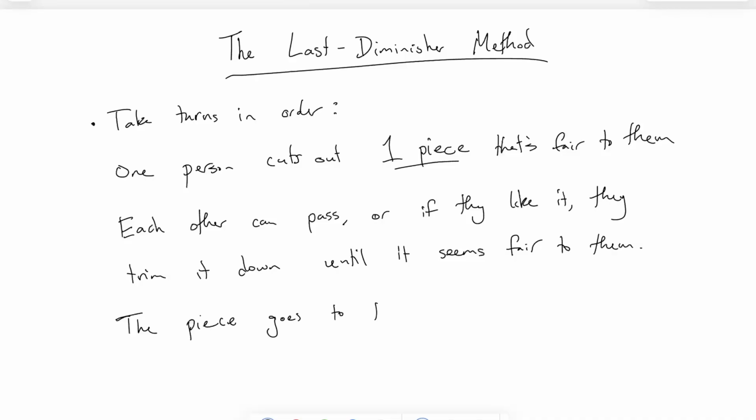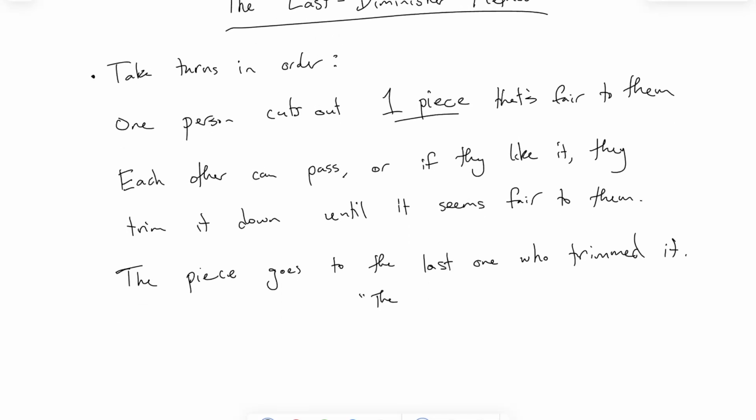goes to the last one who trimmed. Last one who trimmed it, and that's why it's called the last diminisher. That trimming, you could call it diminishing. You make the piece a little bit smaller, and whoever is the last one to trim it gets to keep the piece. And then, having given that one piece to somebody, you just keep on doing this over and over again until everybody gets a piece that they like.